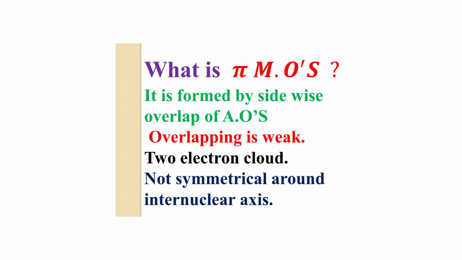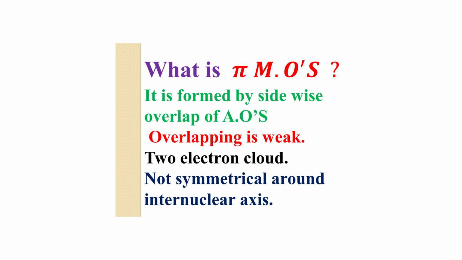Then what is pi molecular orbital? How is it formed? It is formed by sideways overlapping of atomic orbitals, perpendicular to the internuclear axis. Overlapping is weak. This contains two electron clouds and is not symmetrical around the internuclear axis.